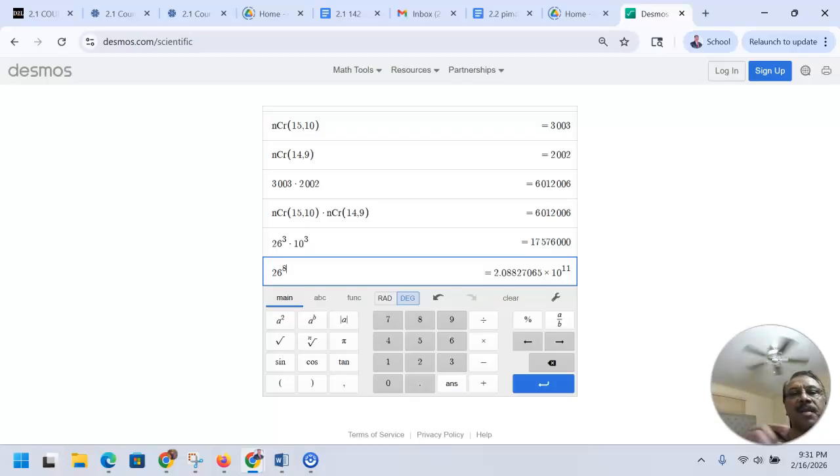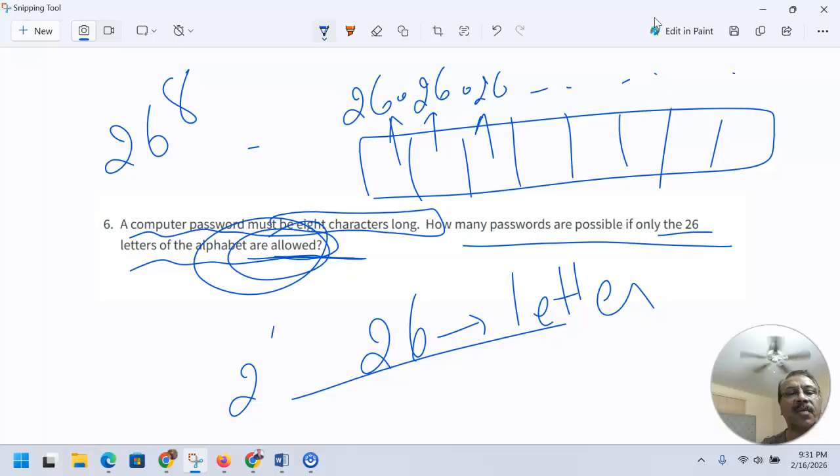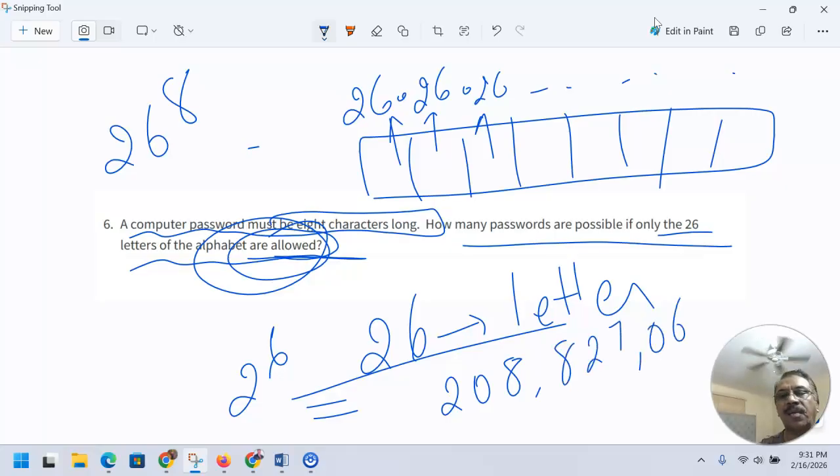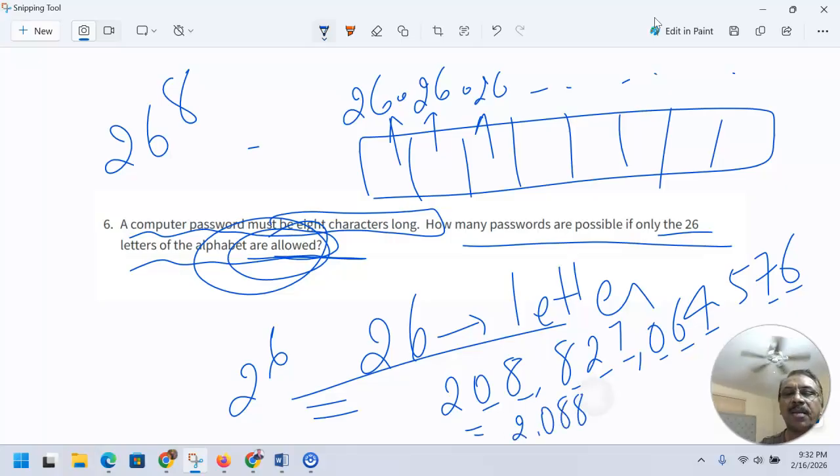So when the calculator does this, you may be saying, hey, how do I write this? So 26 raised to 8 is 208,827,064,576. So the calculator was showing, it depends on 1, 2, 3, 4, 5, 6, 7, 8, 9, 10, 11, I think it said 2.08827064576 times 10 raised to 11.